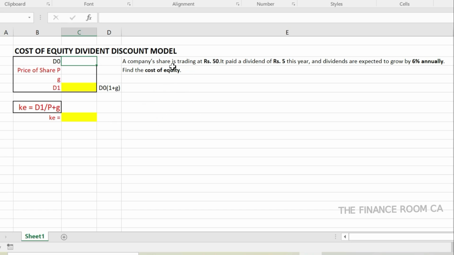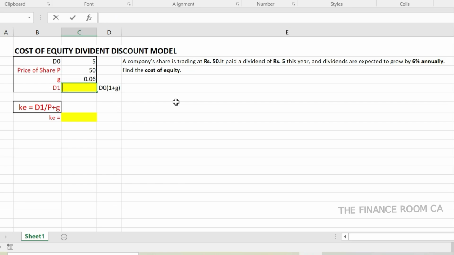So I have this example. Quickly, let's dive in and see how it works. Let's suppose we have D0, the dividend paid this year, which is 5 rupees, and D1 is not given. So to find D1, we have to multiply D0 by 1 plus G, which is the growth rate. Quickly adding the values, D0 is 5, the price of the share is 50, and G is 0.06.